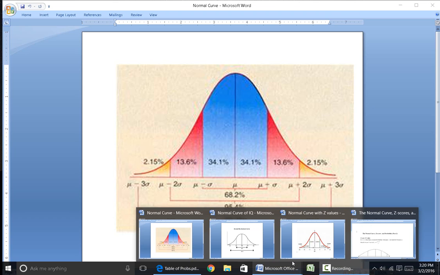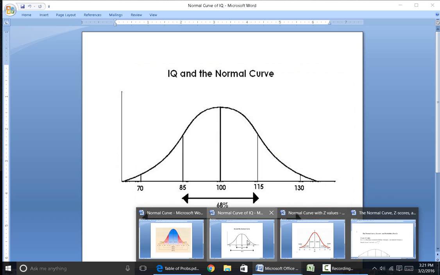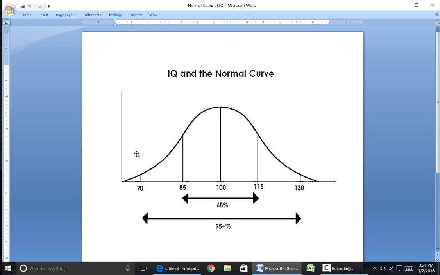So for example, last time we looked at the normal curve in terms of IQ scores. We said the mean of a certain test is 100, the standard deviation is 15. So if I plot that, I will get something like this. 100, 115 would be 1 standard deviation above the mean, 130 would be 2 standard deviations above the mean. Standard deviation here is 15 for this particular test. 85, 1 standard deviation below. 70, 2 standard deviations below the mean.